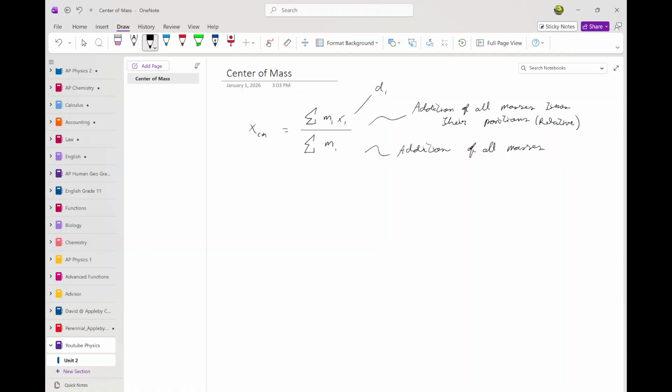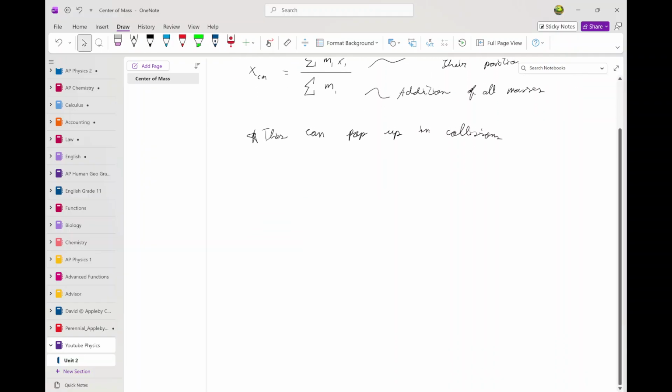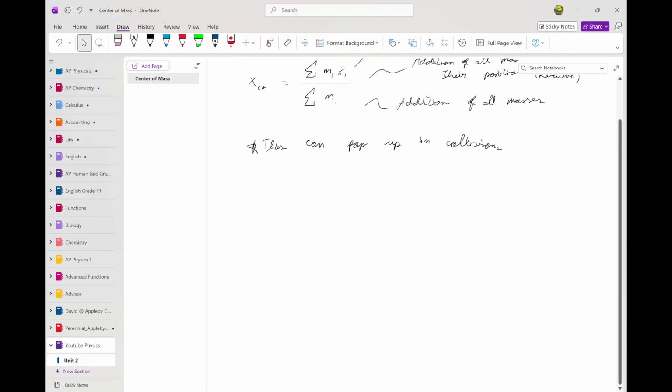So an important note is that this can pop up in collisions, and you'll know about that in the later units. So just put a little note there: this can pop up in collisions. You'll learn about non-elastic, perfectly conservative, and non-conservative. This can also be referred to like that. That's just another way of saying center of mass.